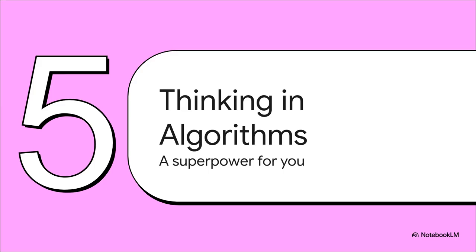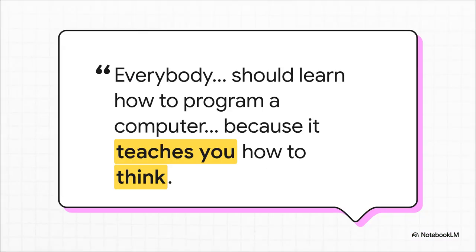Okay, so we know what algorithms are, we know how to draw them, we know how to write them, but here is the biggest takeaway of all. This isn't just about computers. Learning to think this way, it's like unlocking a mental superpower. Steve Jobs absolutely nailed it with this quote. Learning to program isn't just about the code itself. It teaches you how to think. And that's it, right there.